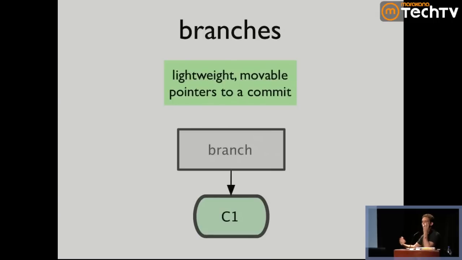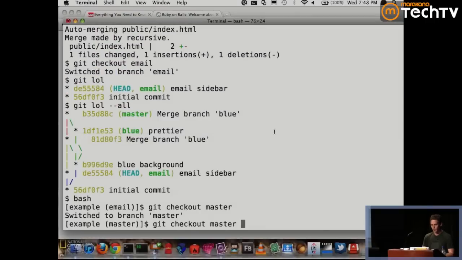So I showed you the graph before in my history, right? If we look at this, we can see this graph. Master's at the top, and then its parents are blue and whatever came before on master, and then its parents are blue background and what is now the email branch. But you can go through the history. The pointers, the branches, you can see it designated here: email, blue, master. They're simply pointers into this graph, right?